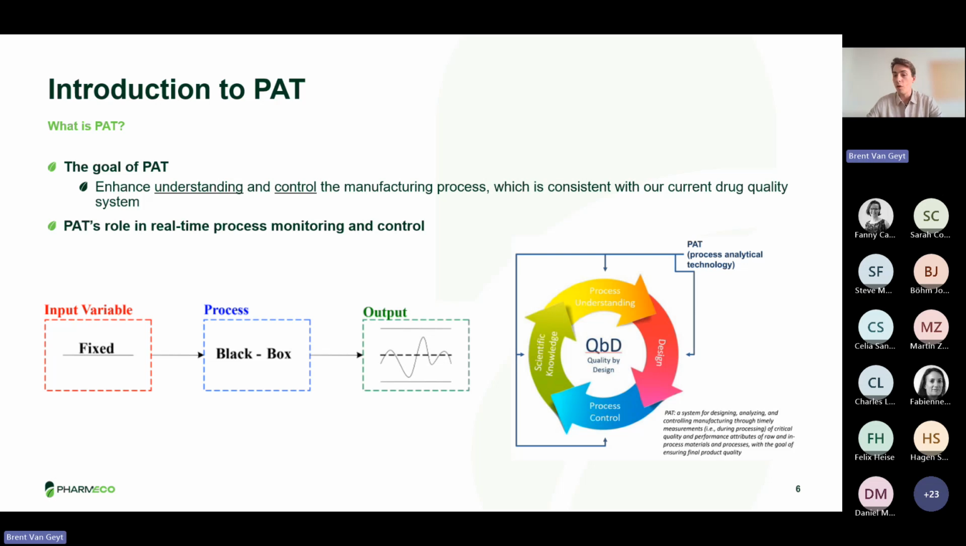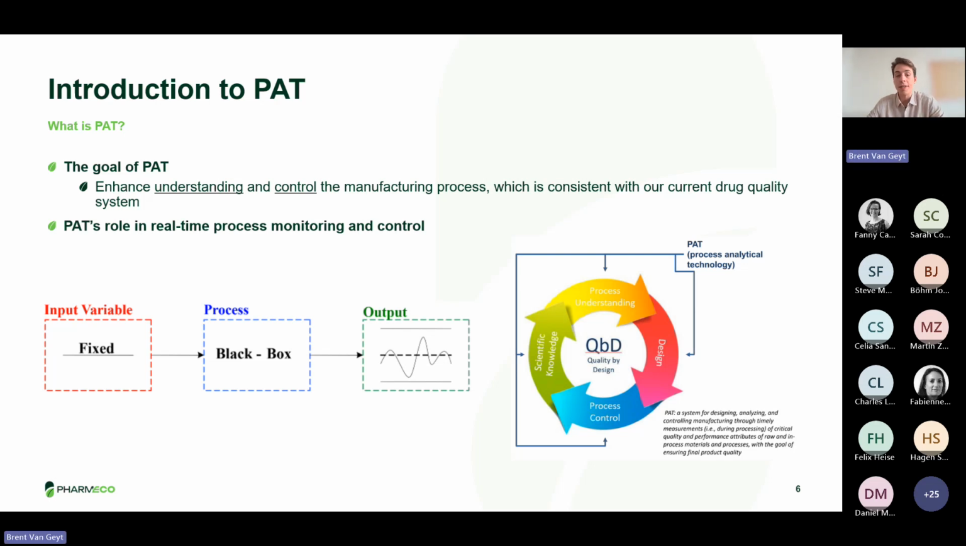So again, the goal of PAT is to enhance understanding and control of the manufacturing process, which is consistent with our current drug quality system. What we actually have, when we look at the process, is input variables and output variables. Previously, we did not really know what was going on inside the process. It was like a black box. With PAT, we really try to get rid of this black box and really understand what the process is constantly doing.